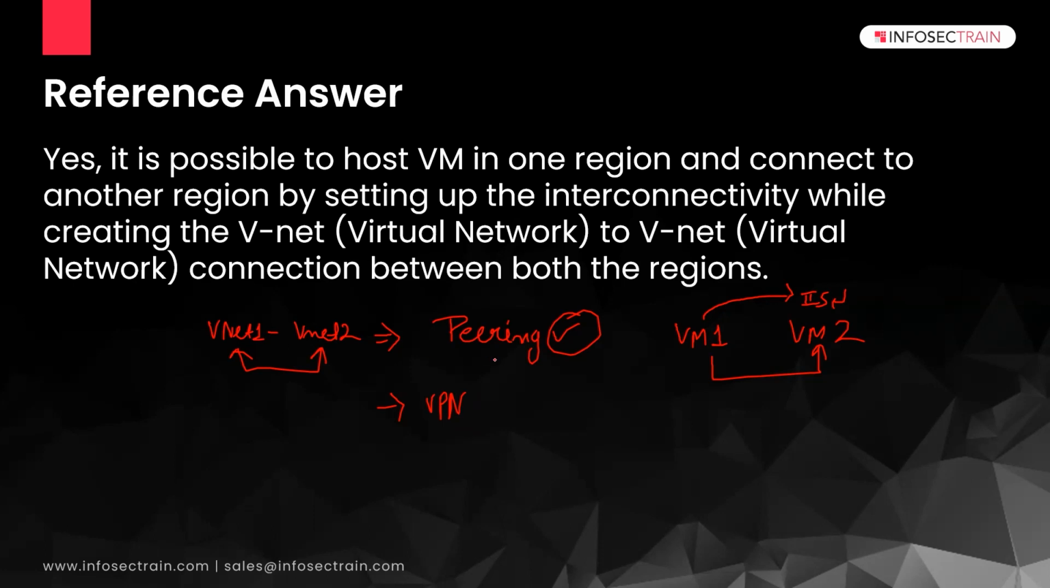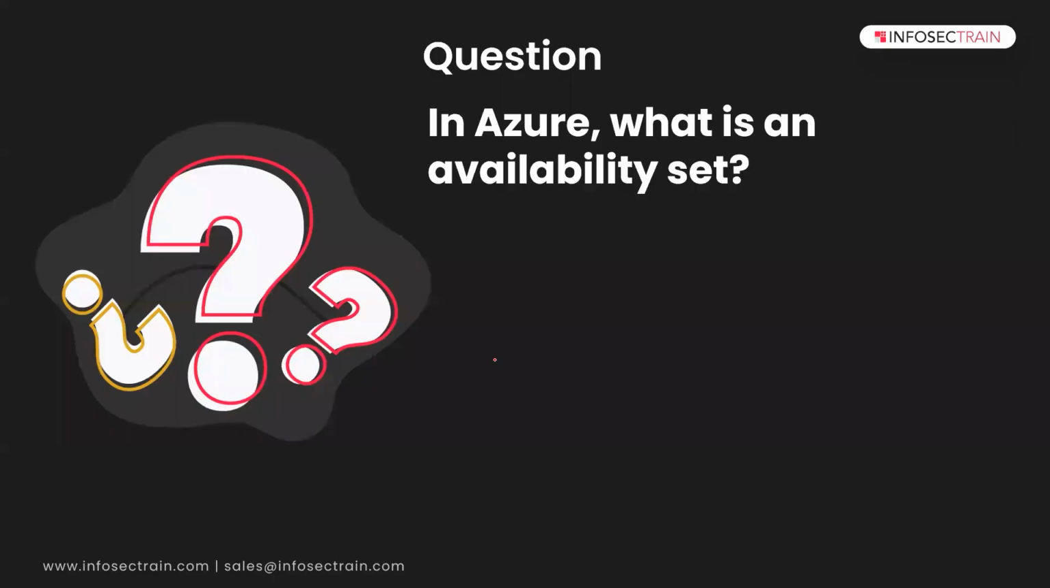Now let's move on to the next question: in Azure, what is an availability set? If I start explaining this in depth, it is going to be very lengthy. You can ask any of the candidates who have attended sessions with me; they would vouch for that. When I start explaining the availability set, I usually take around 30 minutes. But how would you answer this concept in the interview?